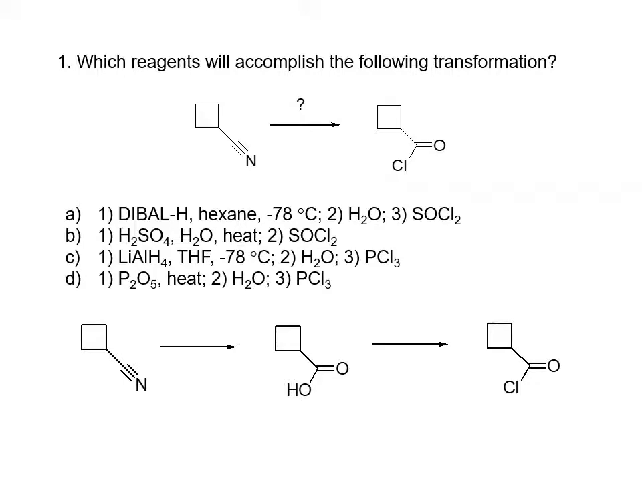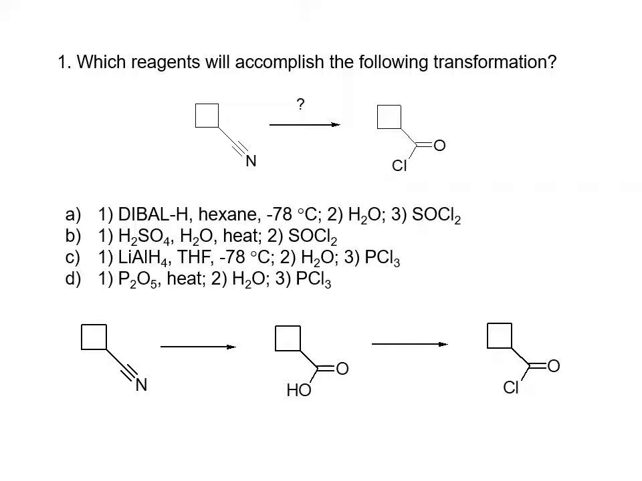We can consider the remaining 2 answers. C, lithium aluminum hydride, again reducing conditions. So this is not correct. And finally D, the first step involves phosphorus pentoxide. That's actually how we prepare nitriles from amides.